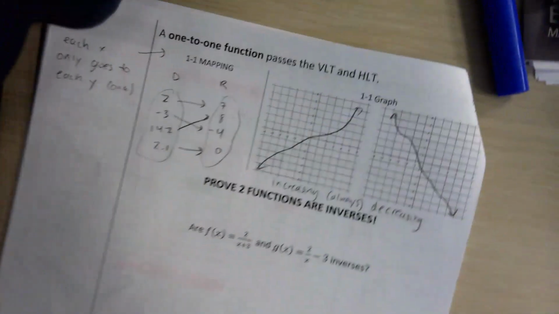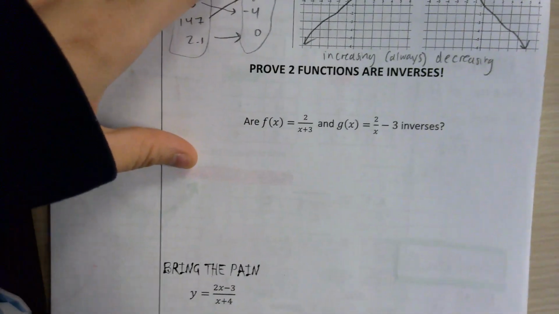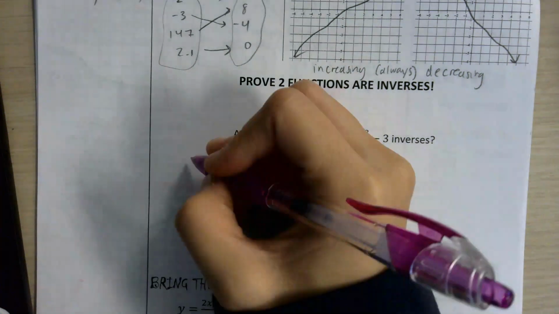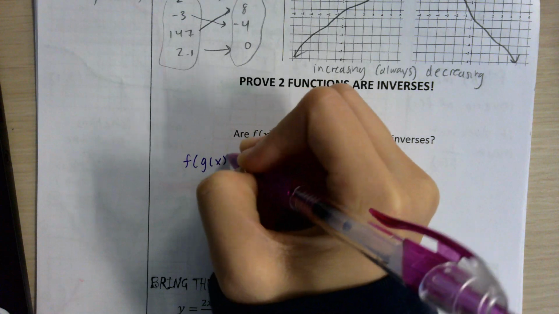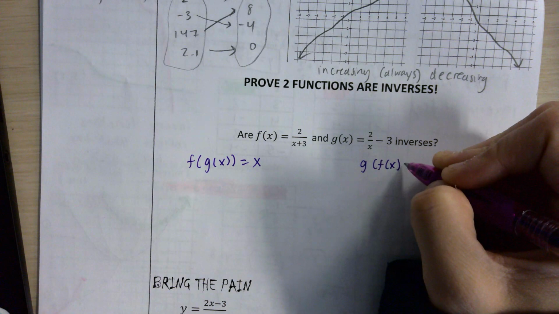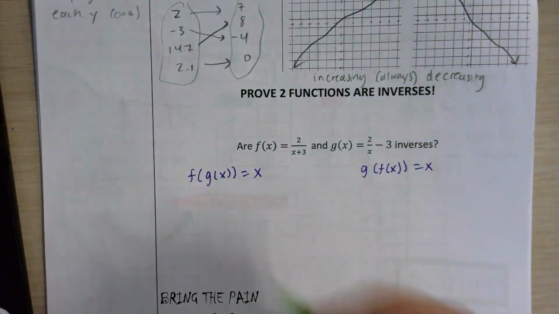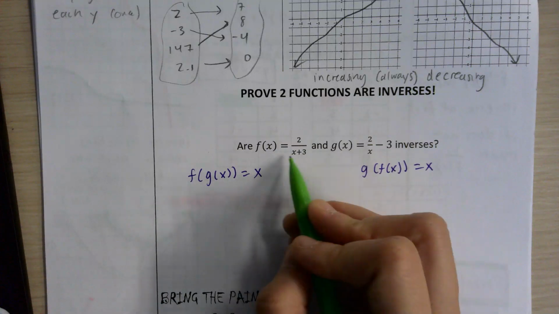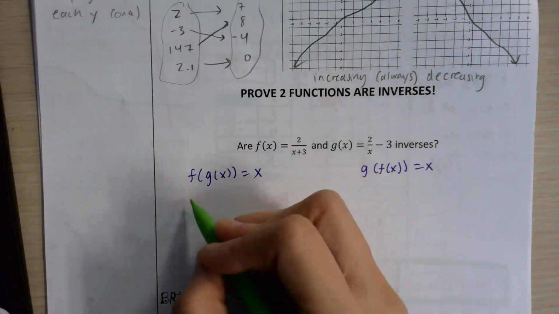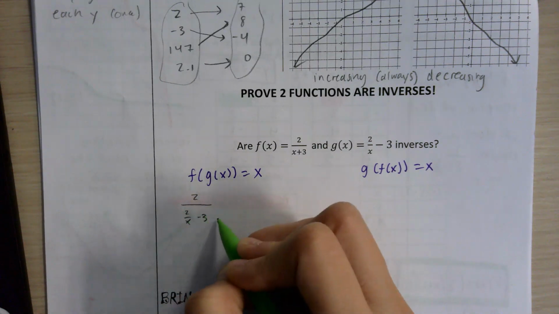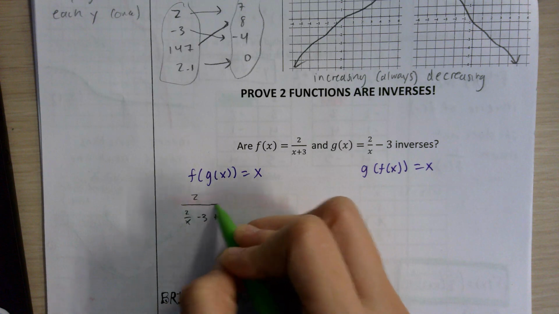Alright. Now we got to prove that two functions are inverses. Okay, so are these two functions inverses? So the way to be able to tell that is we need f of g of x to equal x, and we need g of f of x to equal x. All right, so let's start with this one. So we're going to plug in, every time we see x, we're going to plug in this whole thing. So we have 2 minus x minus 3 plus 3, right?